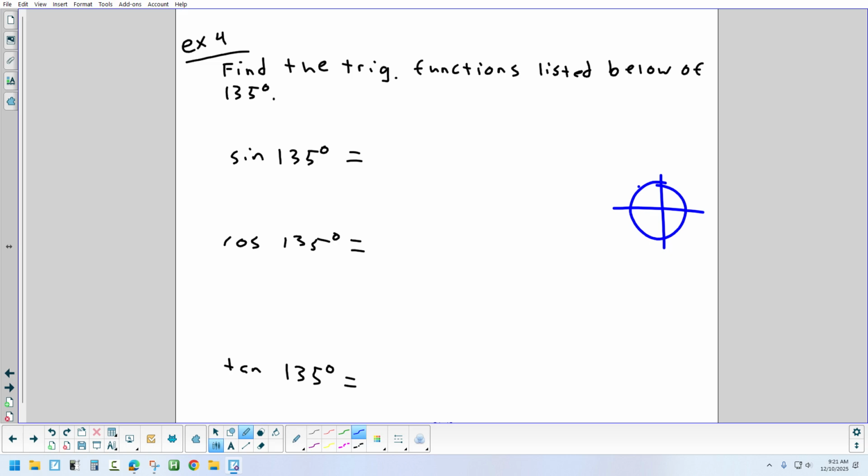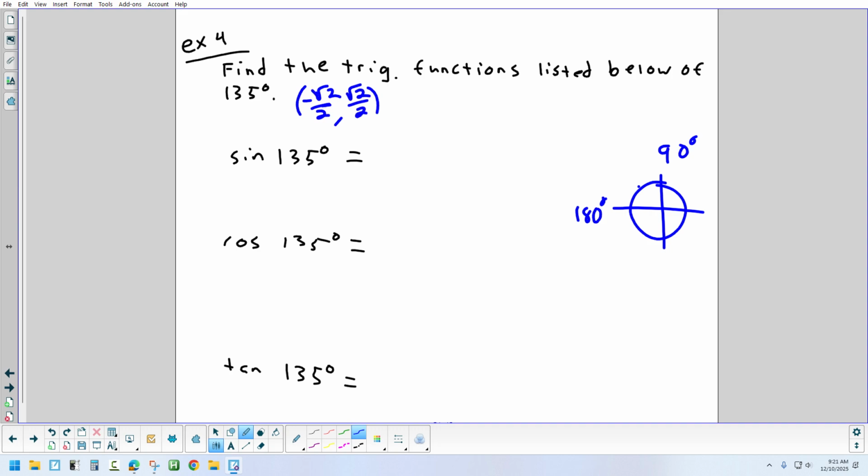Right, it's the root 2 over 2 because 135 is halfway between 90 and 180. That makes it a 45-degree angle triangle. Okay? So we're looking for a coordinate for a 45-degree angle, but it has to be in quadrant 2. So what would be your coordinate for 135? Yep. Negative root 2 over 2, and then root 2 over 2.